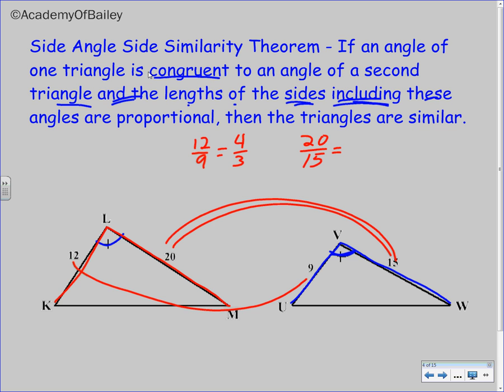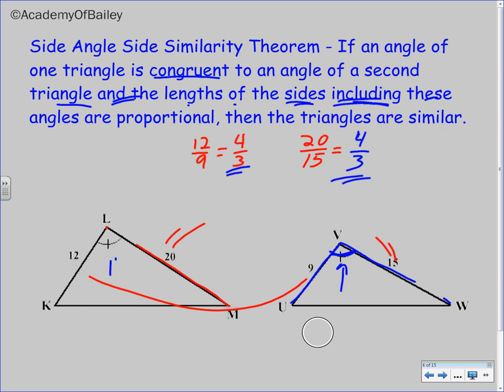20 over 15. 20 divided by 4 is 5, but 4 does not go into 15, so I cannot use 4. I got to use probably 5. 20 divided by 5 is going to be 4, and 15 divided by 5, that is 3. So there we go. The sides including those congruent angles are proportional, so therefore you have side angle side, proving these two triangles to be similar.